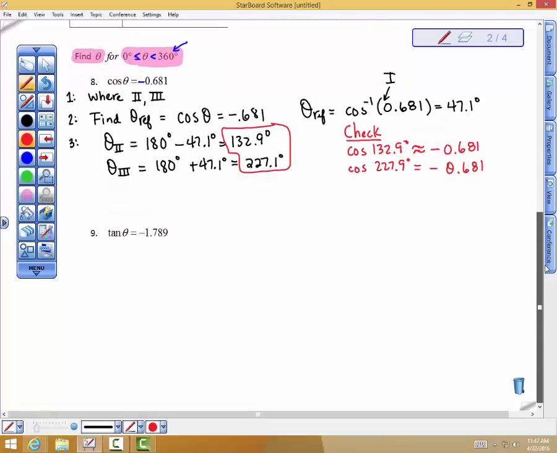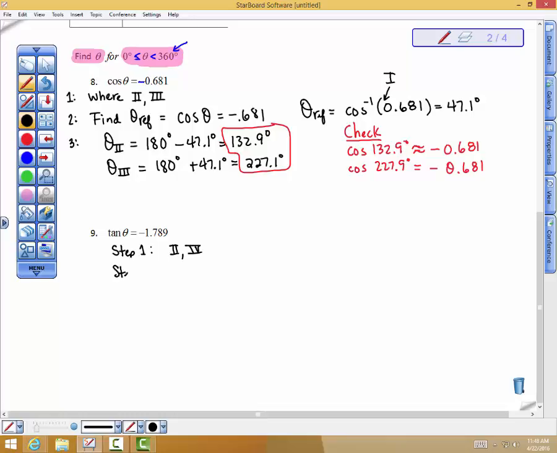Let's try this again. If you'd like, you could pause the video and do number 9 on your own. Step number 1. Where can that happen? Where is the tangent of an angle negative? Well, it's positive in 1 and 3. So it's negative in 2 and 4.